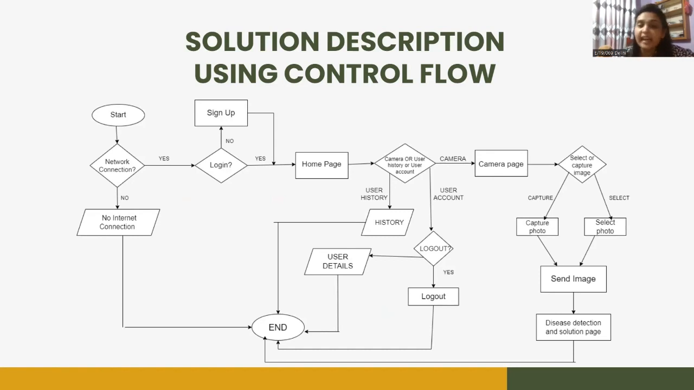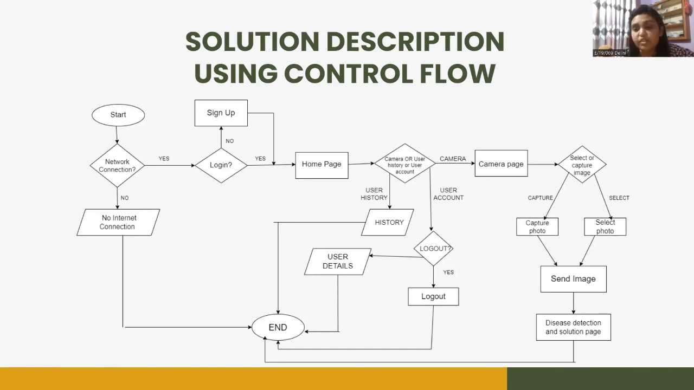So, after that, it will be directed to the home page. In the home page, there will be three options: to use a camera, to see the user history, or to manage user account. First of all, when we select the user history option, it will display the history, which plants, diseases we have searched previously. And then the second option is user account. You can manage your user details or you can log out. And the third one is the camera page.